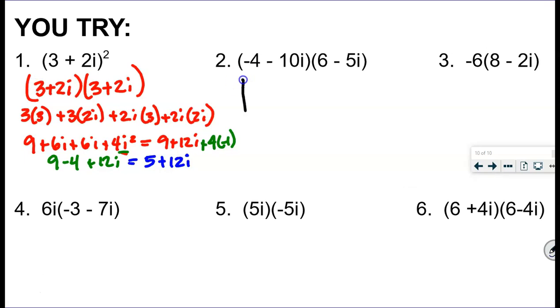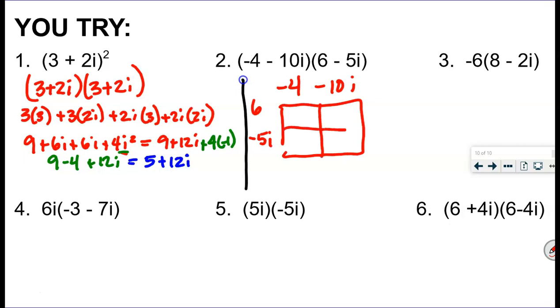So on this next one, y'all, I'm going to use the box method because it takes up a little less space, okay? So I'm going to go negative 4 and minus 10i on the top, and I'm going to do 6 and negative 5i here. So that's negative 24, right? 6 times negative 10i, that's negative 60i. Negative 4 times negative 5 is positive 20i. And then negative times a negative is positive, so that's going to be 50i squared, right?